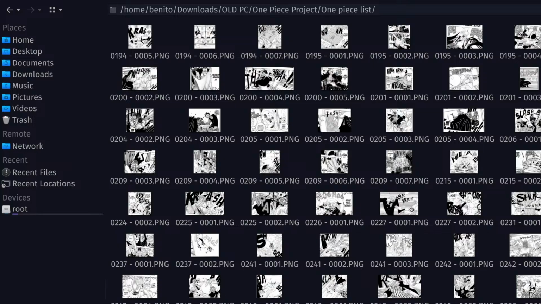So I need to open Spectacle again, and then rectangular region. This thing. I'm gonna save as, and I'm gonna put chapter 325.